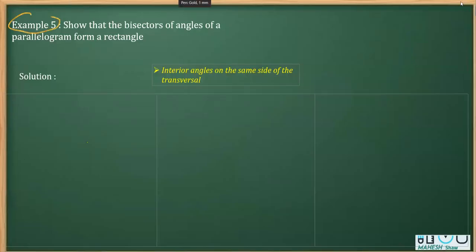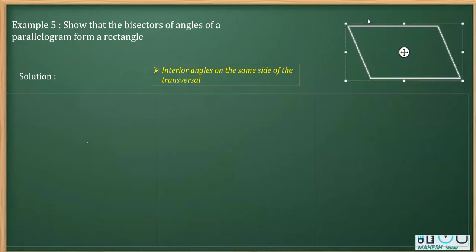This is example number 5, chapter quadrilateral. The question says that show that the bisectors of the angles of a parallelogram form a rectangle. That is the interior angle bisectors. So first we need to take a parallelogram.